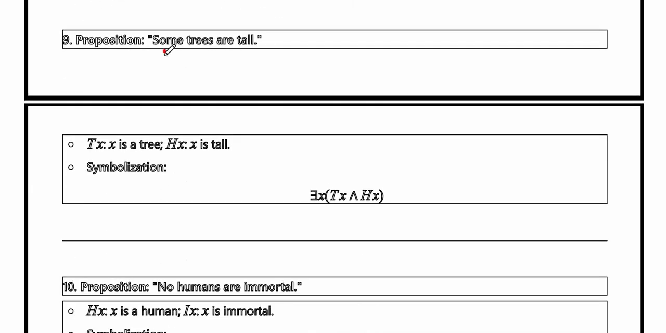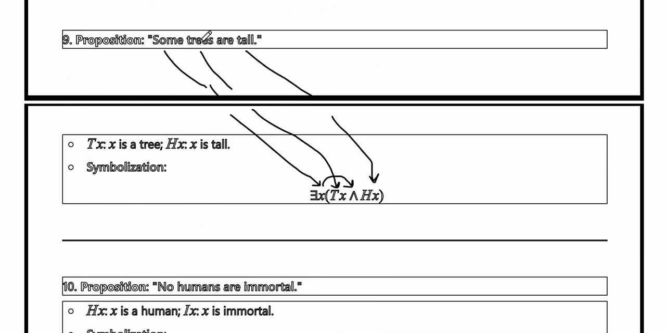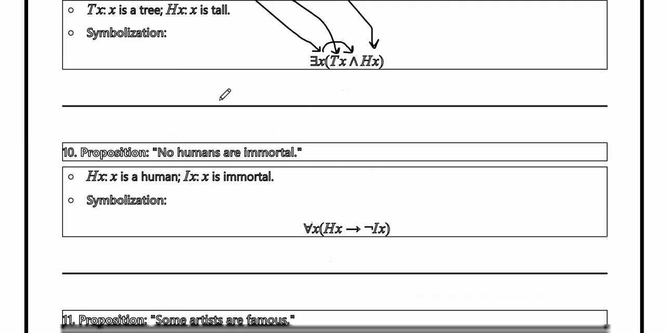Some trees are tall. So some means existential quantifier. Existential quantifier means you have to use the and symbol. Tree means Tx. Tall means Hx. Because both start with T, we can either use Trx and Tax just to distinguish between the two, or we can use any other symbol also. Height, for example, tall means height, so Hx also. So we are done with this. This is a positive one, so there will be no negation.